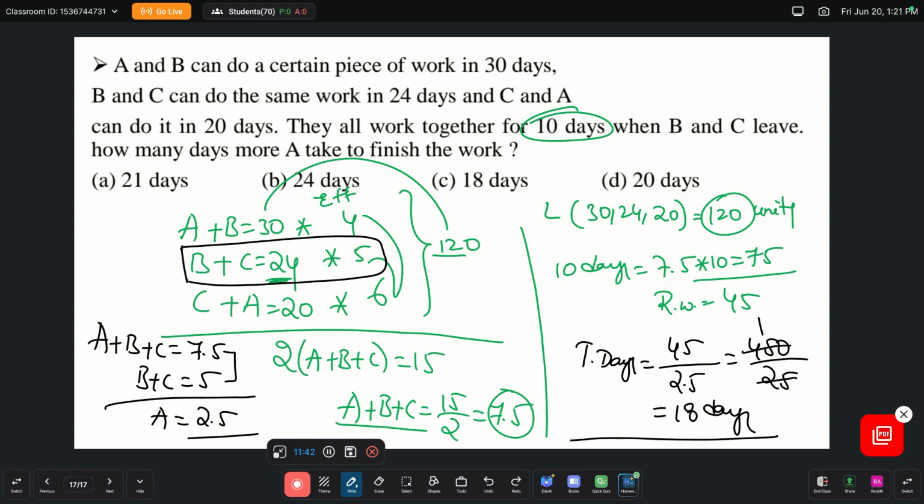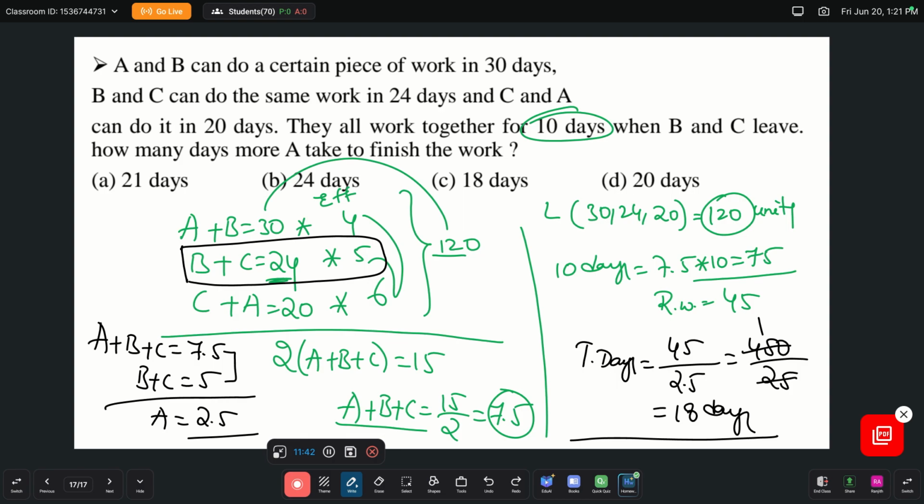So the efficiency will be: in 30 table 120, 4 times; in 24 table 120, 5 times; in 20 table 120, 6 times. So 2 times of A plus B plus C equals 10 plus 5 equals 15. When 2 times of A plus B plus C work, 15 units of work are completed, where 1 time is completed. So that will be 15 by 2, equal to 7.5 units per day.